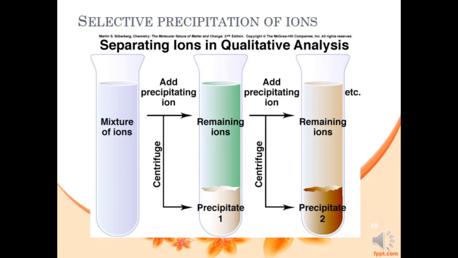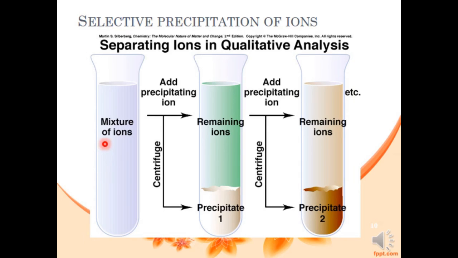Okay, this is one example of selective precipitation of ions. So let's say in one test tube here we have a mixture of ions. And how do we want to separate these ions? Okay, so we precipitate them out. So it will involve several precipitation processes.